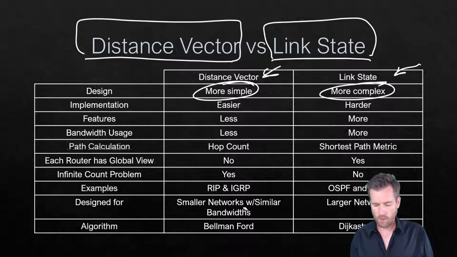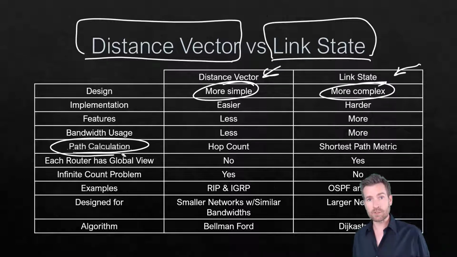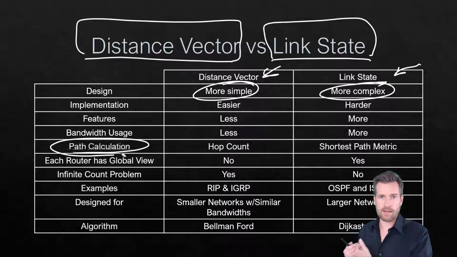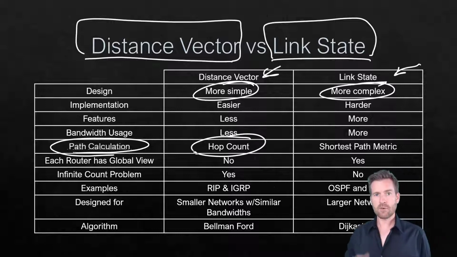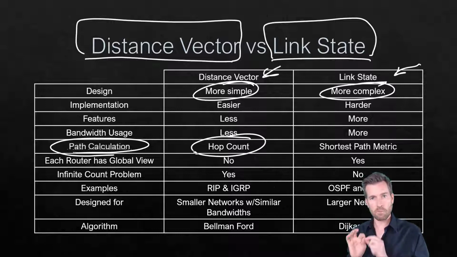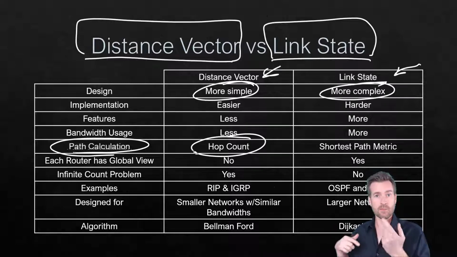So one of the things that we look at is path calculation and what it takes to calculate the path from one destination to another. So if a router receives a piece of information, how does it determine what is the next hop? And distance vector uses hop count. So the information that gets passed around, and we're going to look more in depth into that here in a second, just increments the hop count.